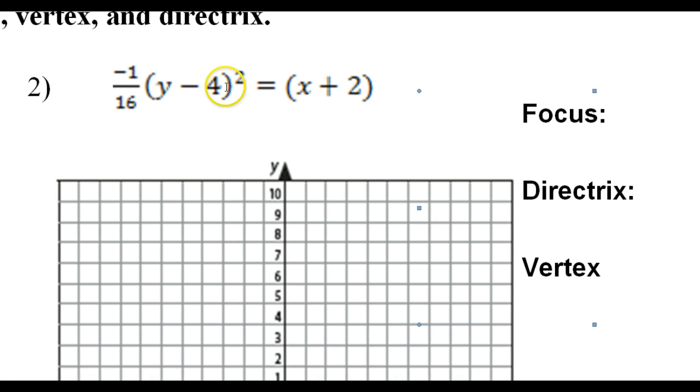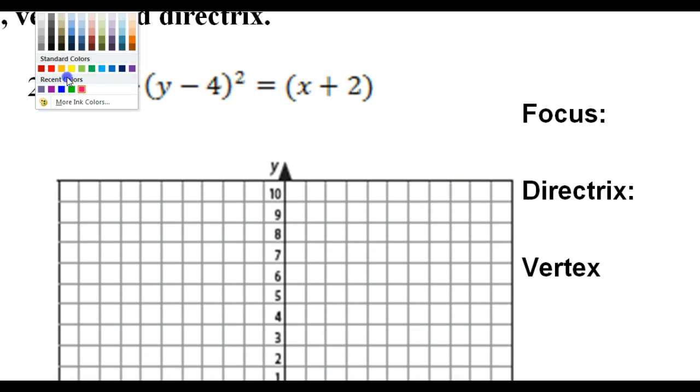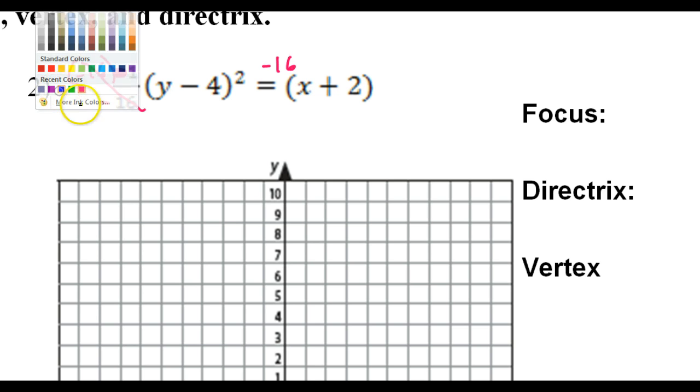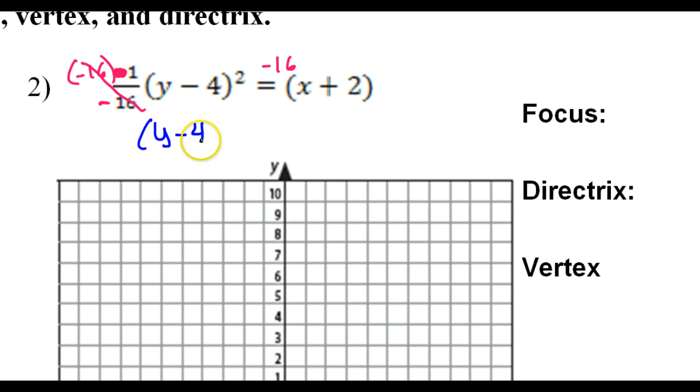All right, let's do one more example of this, and we'll call it a day for this video. If I were you, I would get rid of this fraction. Now, we can put this negative sign wherever we want, so I'm going to move it to the denominator, and that makes it clear that if I want to get rid of this, I'm going to multiply both sides by -16. That way these -16s will cancel out, and that's going to leave me with y minus 4 squared is equal to -16 times x plus 2.